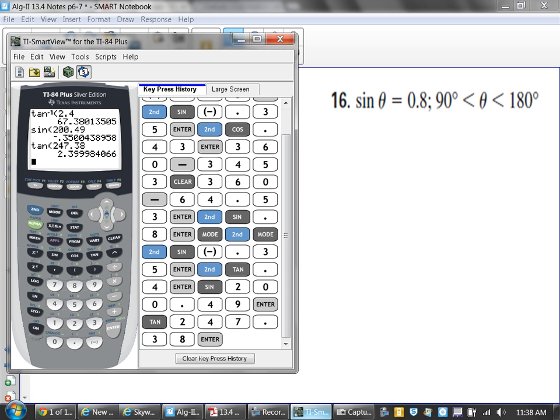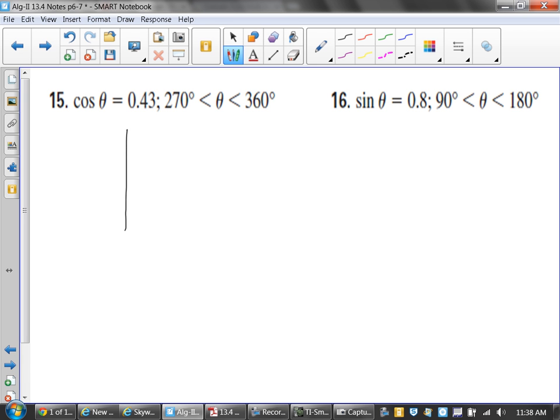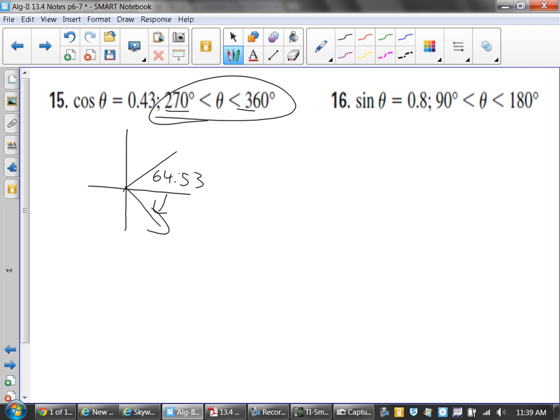Inverse cosine of 0.43 gives 64.53. That gets us to the first quadrant. I want to be in which quadrant? Fourth quadrant. So it's supposed to be 53, excuse me. That's the reference angle, correct? Now, how do I figure out what theta is to make sure it's between 270 and 360? What do I have to do? Subtract from 360. What'd you get then? 295.